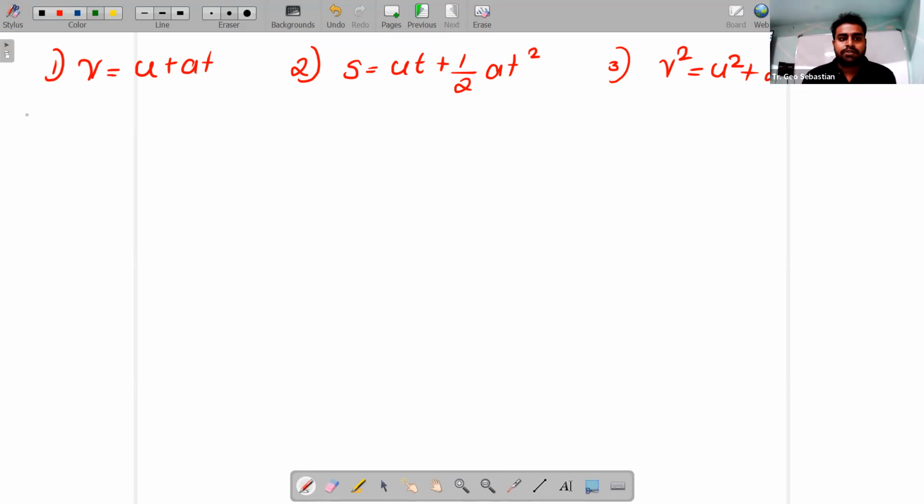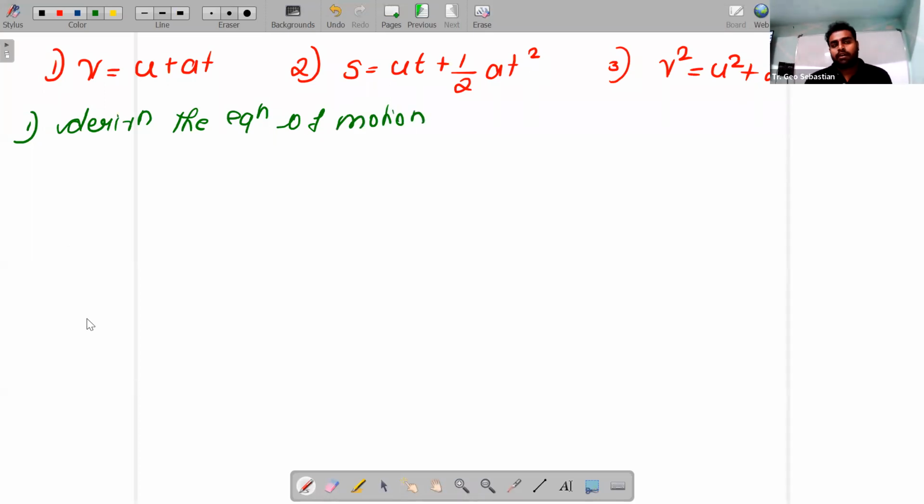Children, the first question they will ask from this is to derive the equations of motion. Any one of those they will ask you to derive. I already taught you the derivation, so please study that. Refer to the class notes. Fine. You should remember this. You should solve it.